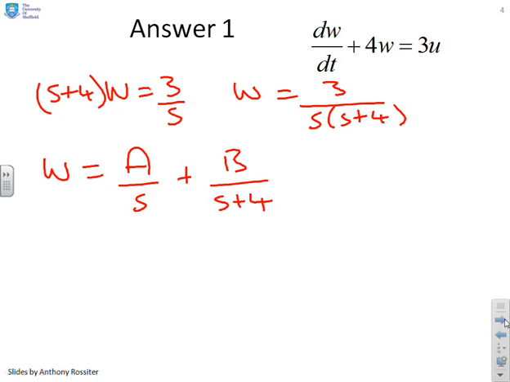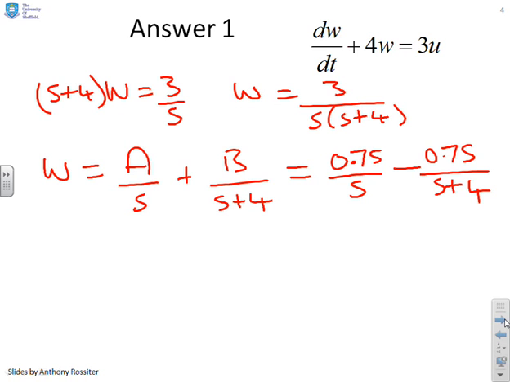Now this is a straightforward transform, so I can use the cover-up rule. In order to get a, I'm going to set s equal to 0, cover up the s, and I get 3 over 4, so that gives me 0.75 over s. And in order to get b, I set s equal to minus 4, cover up the s plus 4, and you'll see I get minus 0.75. So there's our partial fractions, and in consequence w of t equals 0.75 minus 0.75 e to the minus 4t.